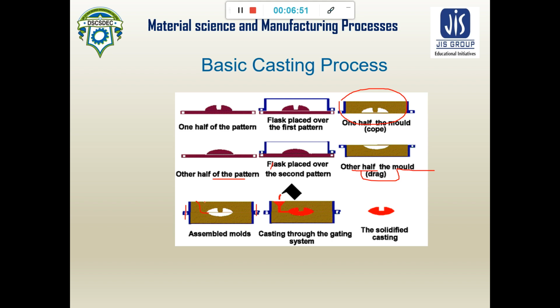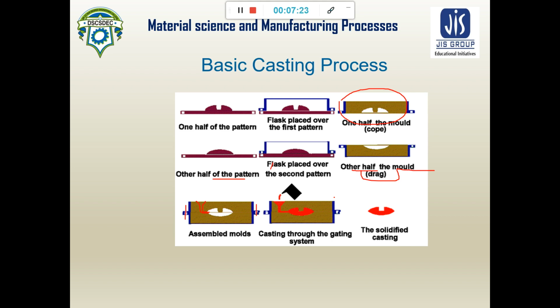By this gating system, meaning this sprue and runner (this is the sprue, this is the runner, and this is the pouring basin), we put the molten metal inside the mold cavity. The molten metal takes the shape of the mold cavity in the liquid state, and we leave the mold cavity for solidification.